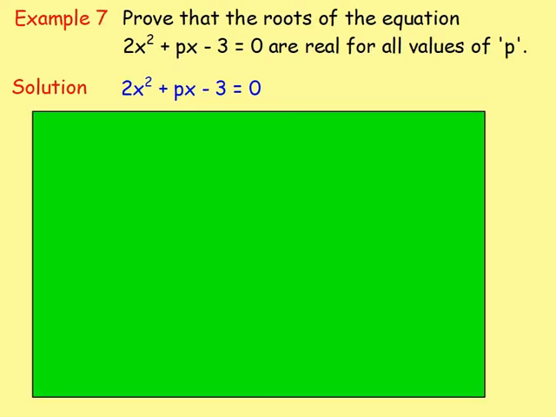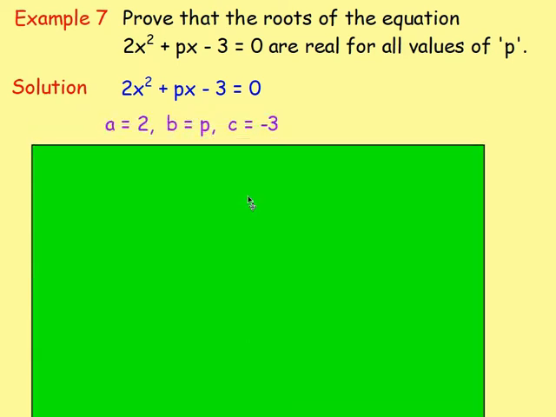Example 7. Prove that the roots of the equation 2x squared plus px minus 3 equals 0 are real for all values of p. So your solution. Well, here we're not having to work out the value of the discriminant. We're also not working out the value of p. We're told to prove that the roots are real for all values of p. So how do we start this off? Well, let's write down the values once again of a, b, and c.